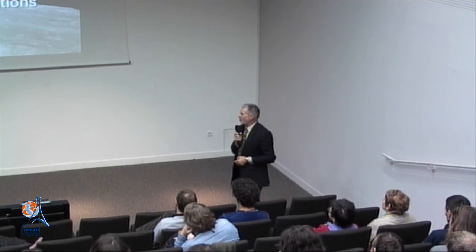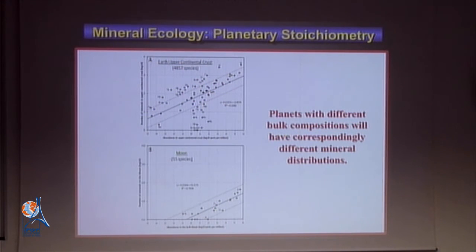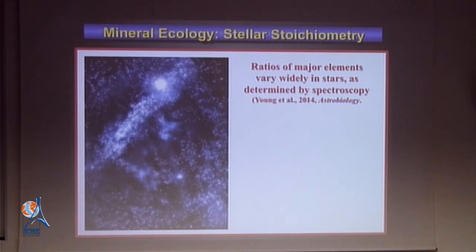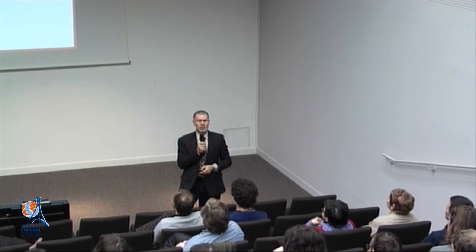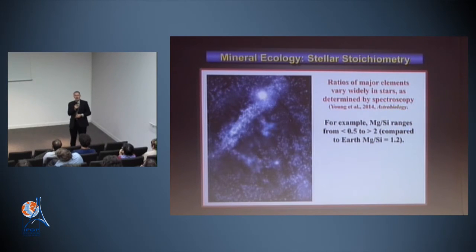Recent discoveries in astronomy have shown that there are very different compositions of what we call Earth-like planets. And if composition is so important, think about this. If you look at the ratio of elements in stars, in sun-like stars, what you find through spectroscopy is there are some very dramatic ranges. For example, the Mg over Si ratio of stars can vary from things very close to our sun, which is about 1.2, to less than 0.5 or greater than 2.